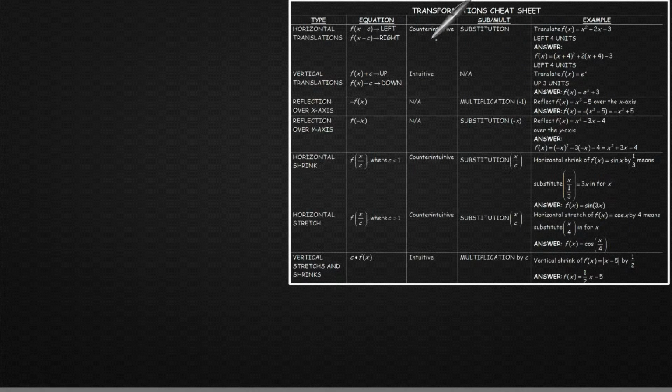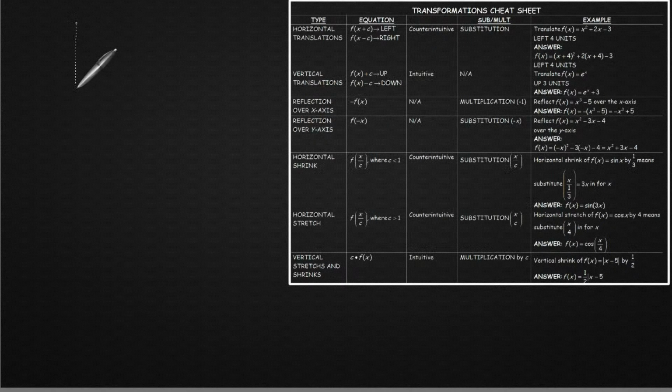and I provided a nice, helpful little transformations cheat sheet for you with the type of transformation, the equation and what the equation should look like, and then whether it's intuitive or counterintuitive, meaning if you want to shift something right, you would think it's right is normally in the plus direction. But when you're shifting right and left, it's actually backwards, x minus 3. And then what operation to do if you're trying to shift it, whether you're substituting or whether you are multiplying. So let's look at a few examples.